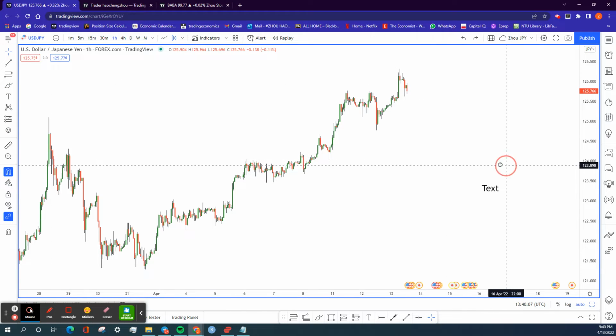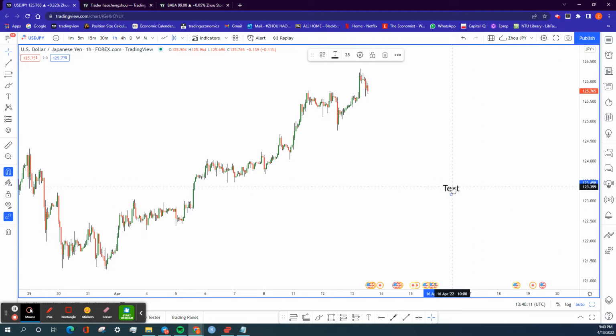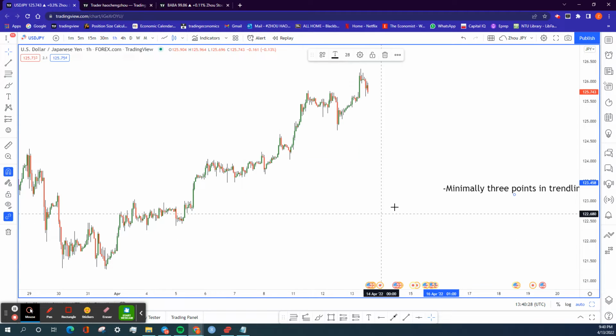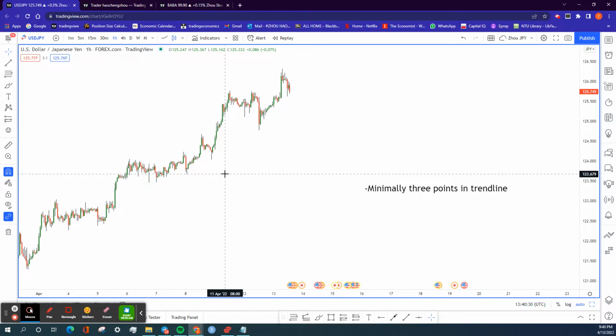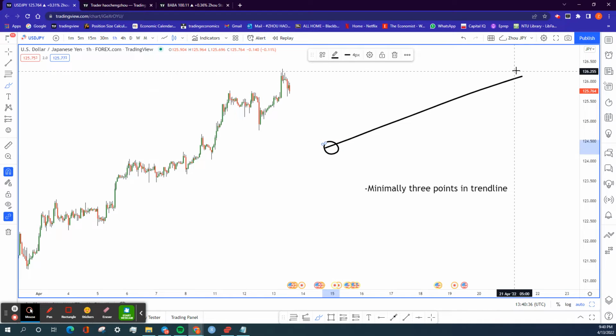Right, so how do you draw a proper trend line? The first rule is to always have minimally 3 points in your trend line. Let me just type it right here. What I mean by that is that in your trend line there has to be a minimum of 3 touches. When you draw a line, it's always a combination of 2 points, right?